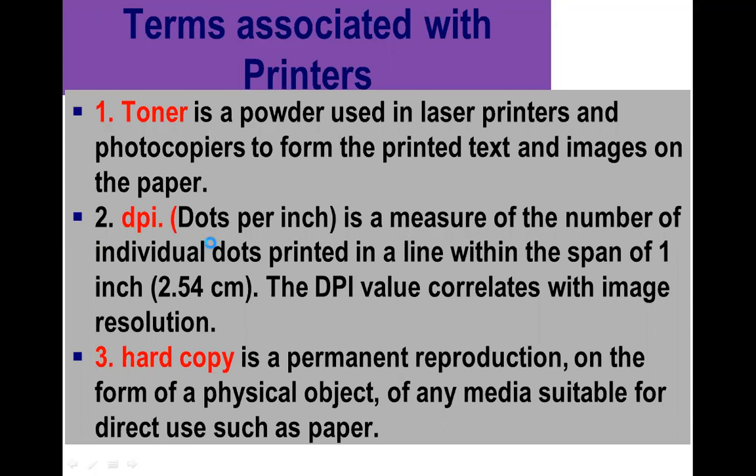We have hard copy. This is the permanent reproduction, in the form of a physical object, of any media suitable for direct use, such as paper. Hard copy is that which is produced on a physical object or physical material like paper.